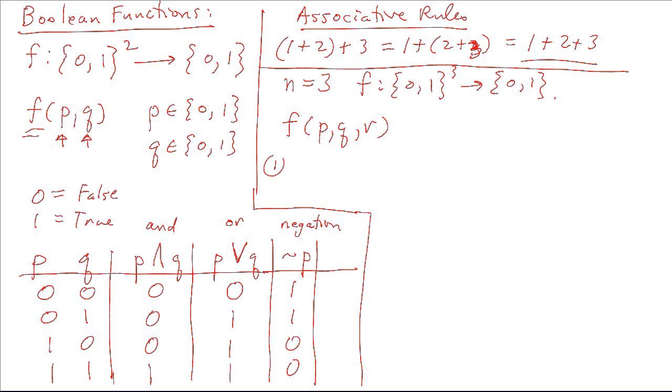Number 1, p and q. If I AND them first and then AND it with r, it's the same as P ANDed with Q and R, like this.